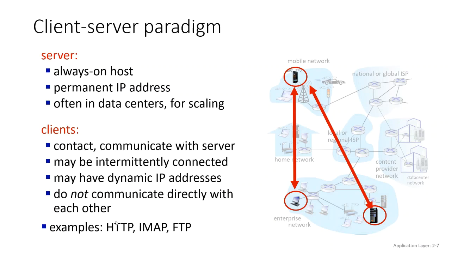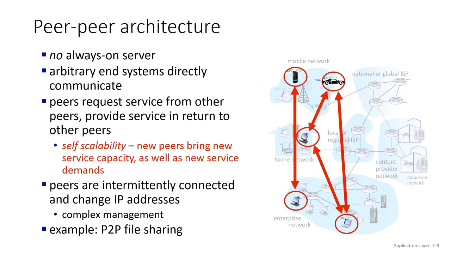In this instance, we have HTTP, which is your normal browsing entity. Obviously, for us to browse, we need to speak to a server. Then IMAP and FTP. There will always be a server so that we can request something from the server and get something from the server. So this is our client-server architecture. Now our peer-to-peer architecture.